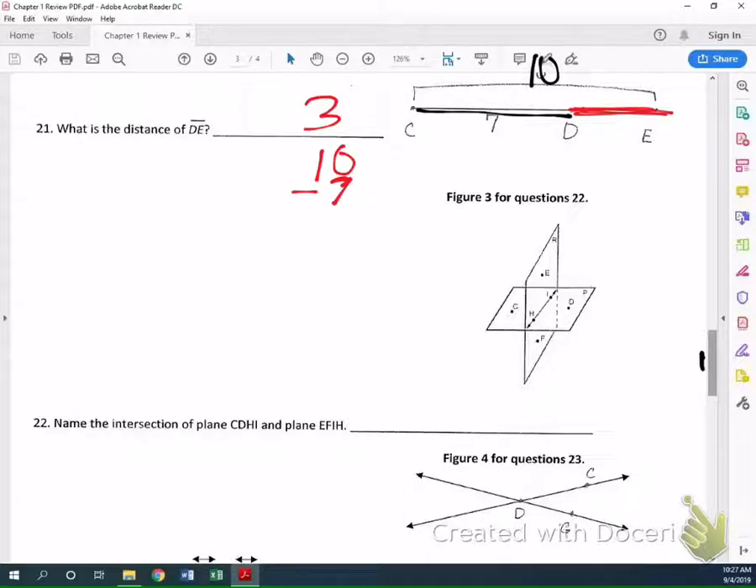Okay? Number 22, we're using this figure right here. It says name the intersection of the 2 planes. So plane CDHI and plane EFIH. Planes intersect to form a what? Anyone remember? Two lines intersect to make a point. 2 planes intersect to make a line.